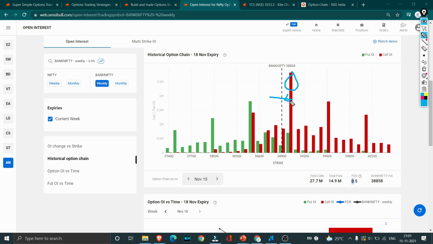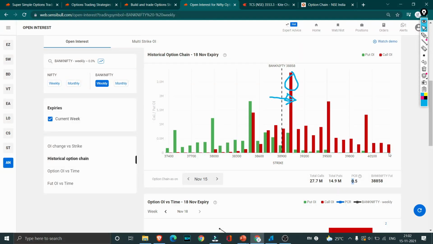The second question I have is, in case Bank Nifty crosses 39,000, will the market go up? If the answer is yes, why will the market go up? So take some time, pause the video and try to think. Can Bank Nifty cross 39,000 before this expiry? In case it crosses and it goes up, why will Bank Nifty rally after it crosses 39,000?